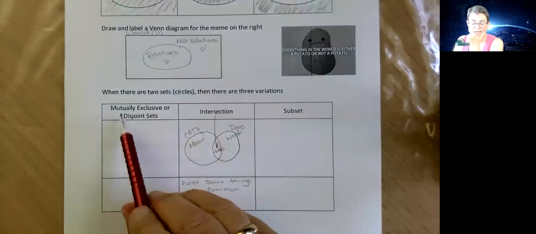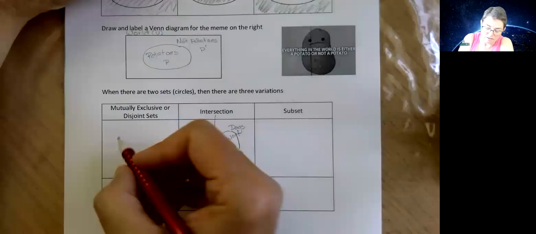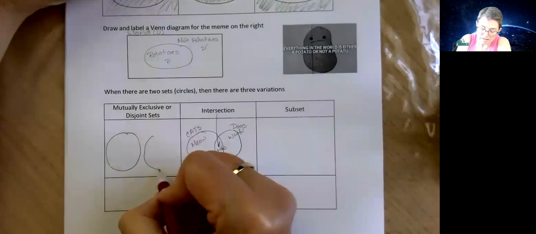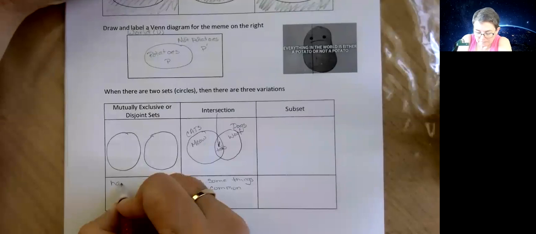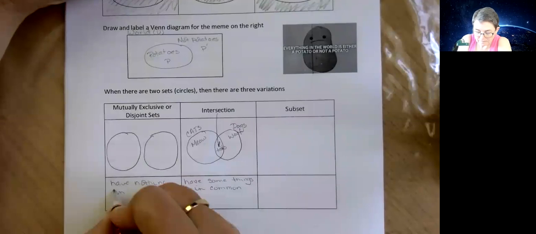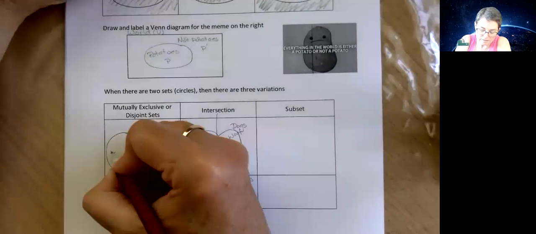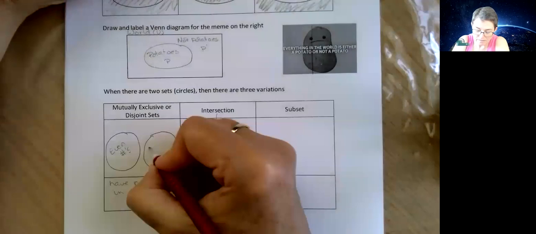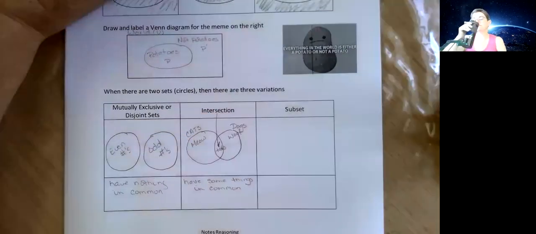Disjoint sets and subset. All right, so I'll let you know. A disjoint set have nothing in common. So an easy one: even numbers, odd numbers.